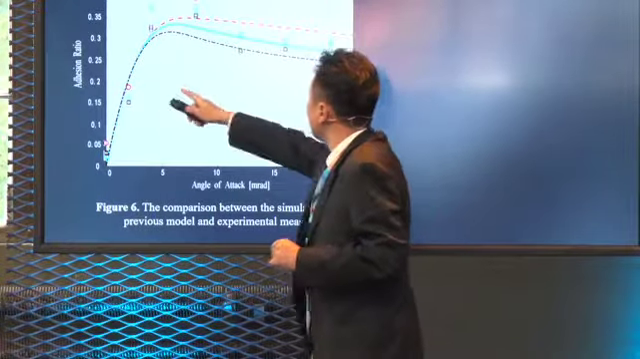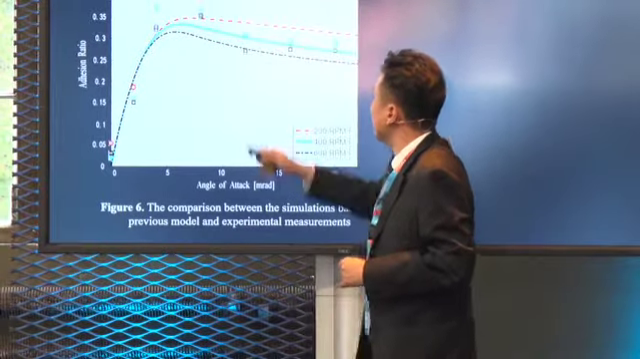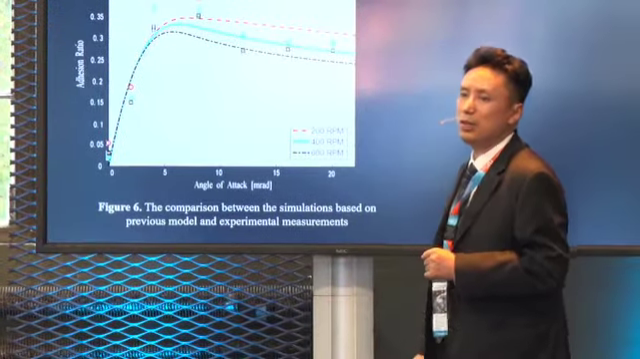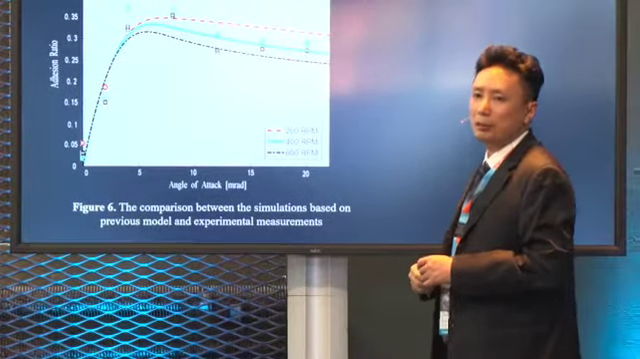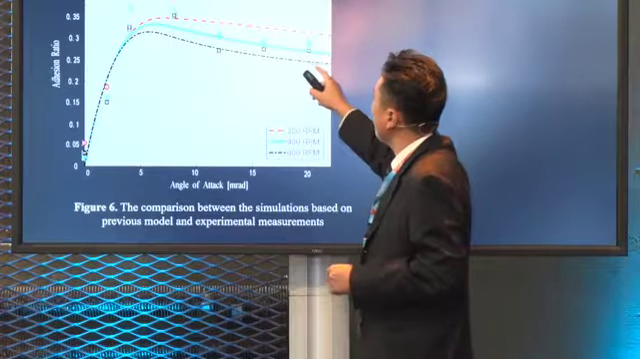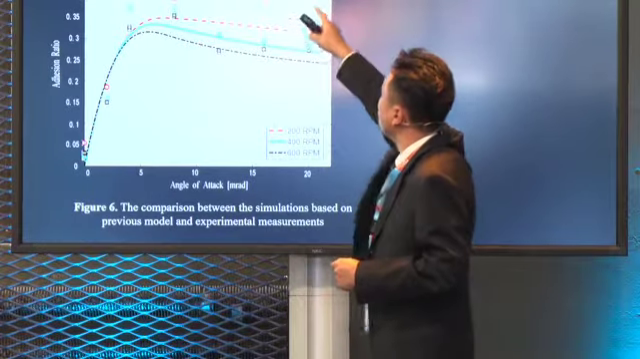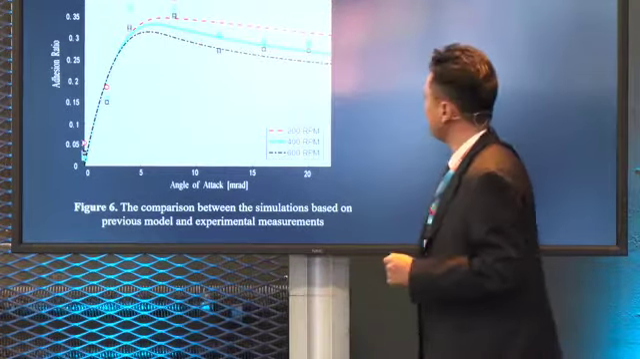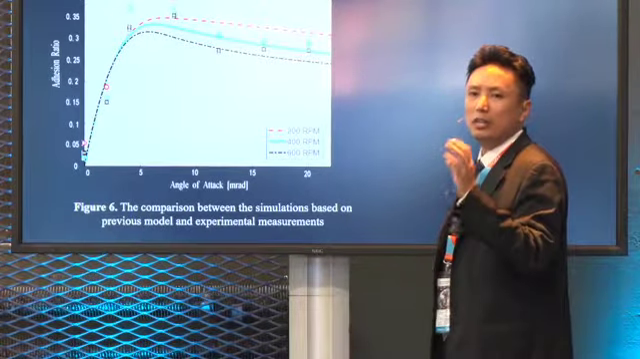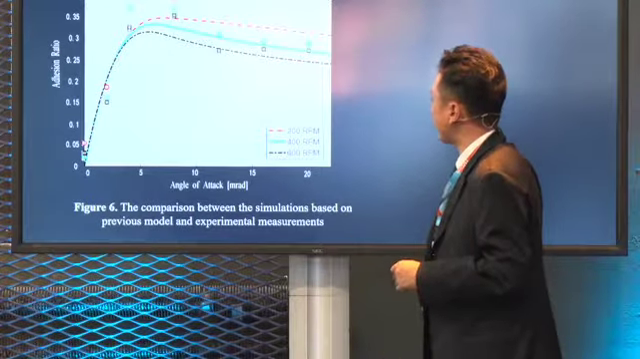So the points are the measurements. This is 200, 400, and 600 RPM. And these lines are simulated curves using the current mathematical model. We can notice that the correlation with the experimental measurement is quite good at high speed. For low speed, however, it's not that good. It means that the effect of rolling speed is not taken into account enough in this current mathematical model.